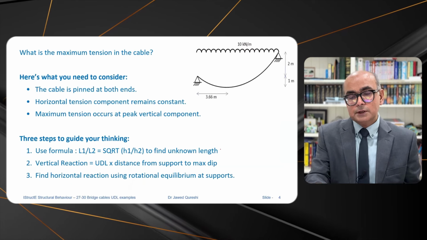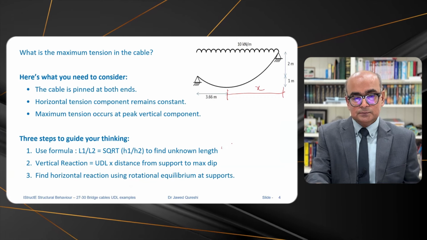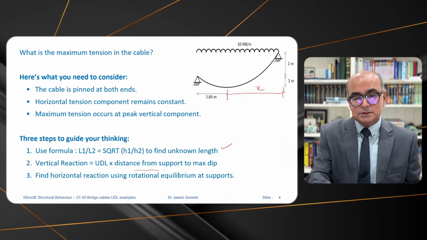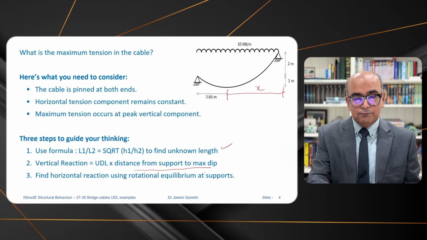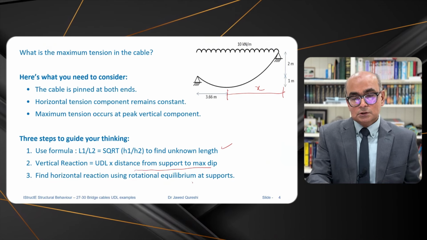So use this formula to find out this unknown length X, and vertical reaction is equal to UDL times the distance from support, and find the horizontal reaction using rotational equilibrium at supports.